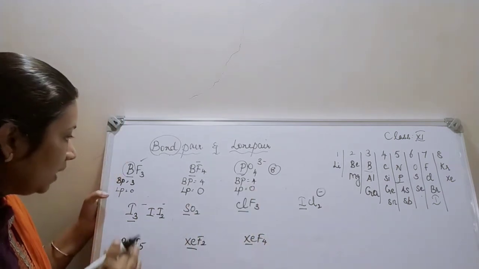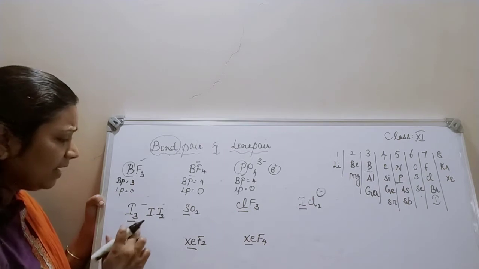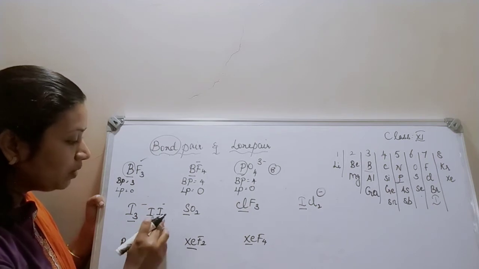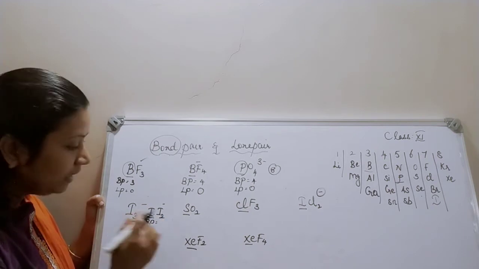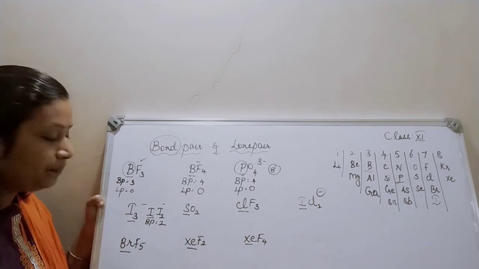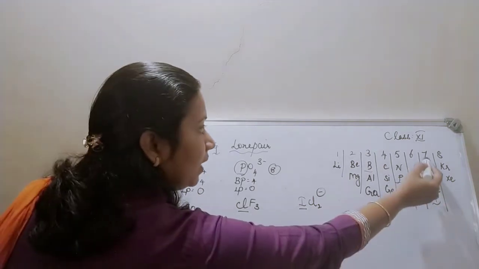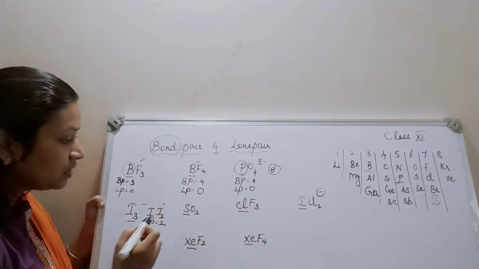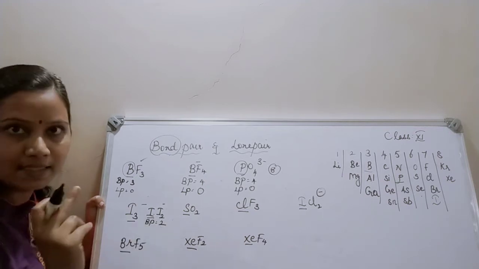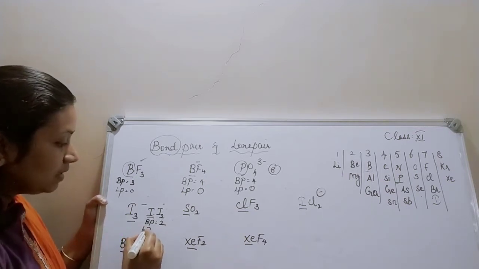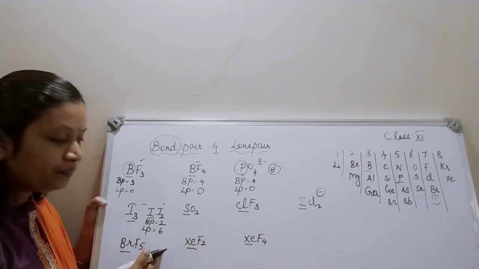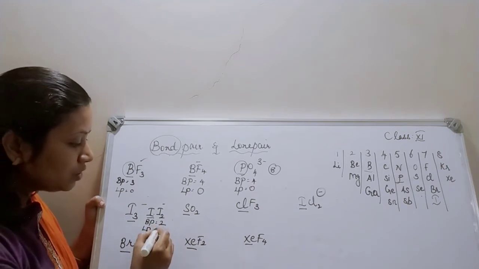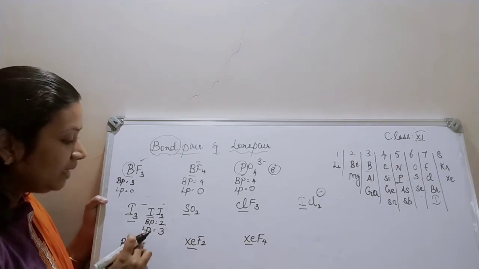Okay children. Now moving to this one, I have written I3 minus as I2 minus. How many bonded pairs? 2 iodine atoms are bonded with the central atom I. So bonded pair is equal to 2. Now what is the valency of iodine, children? Iodine's valency is 7. One minus sign is there, so 8. So 8 minus 2 will be 6. Should I write the lone pair as 6? No. Each pair is 2. Since it is 6, the lone pair is 3. Each pair is 2, so the lone pair is 3.